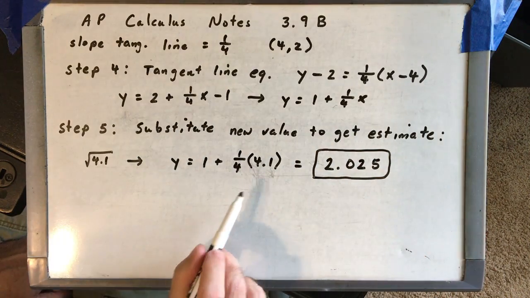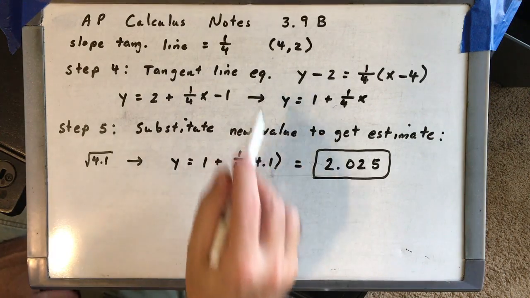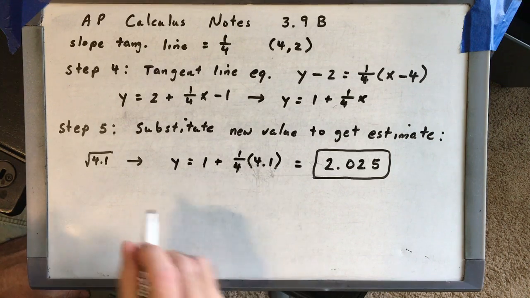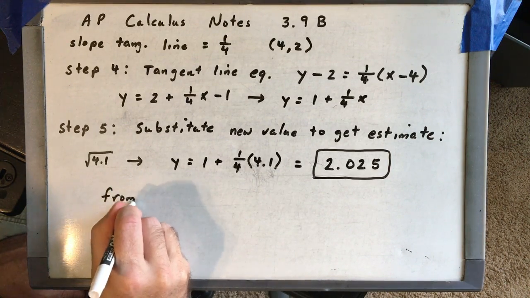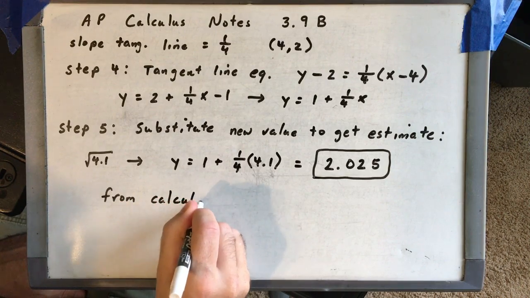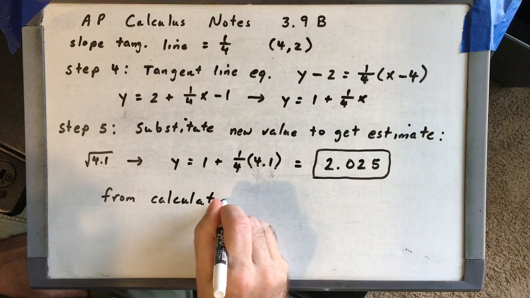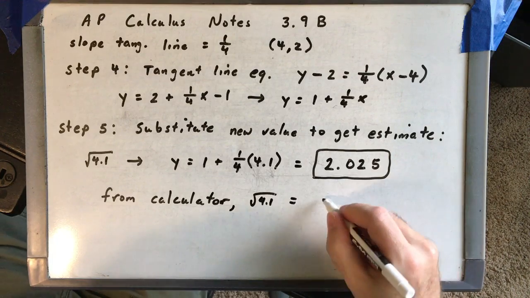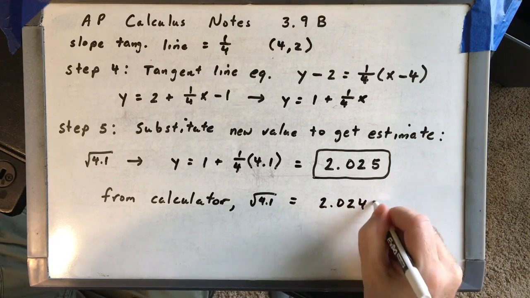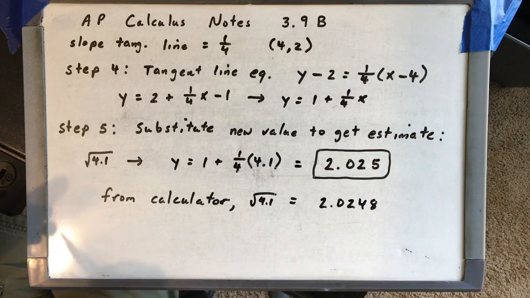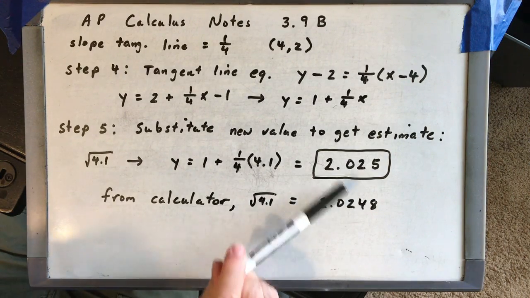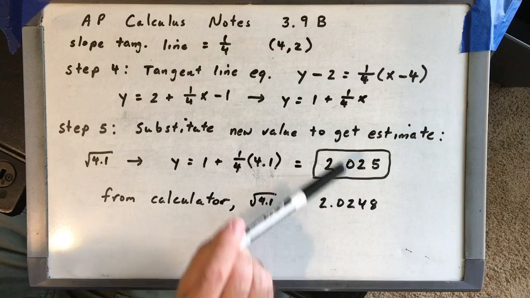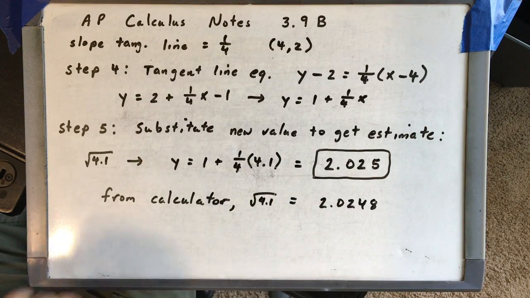That's your estimate. If you stick the square root of 4.1 into your calculator, go ahead and pause the video and try that real quick. Take the square root of 4.1. From your calculator, you'll get 2.0248. That's really close. You can always, with these problems, check your answer. You should be getting an answer that's really close to what your calculator says it is. All right, so within 2 1/1000ths, you can't really complain. That's a very good estimate there.